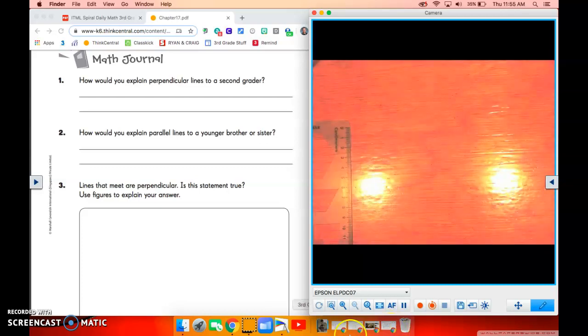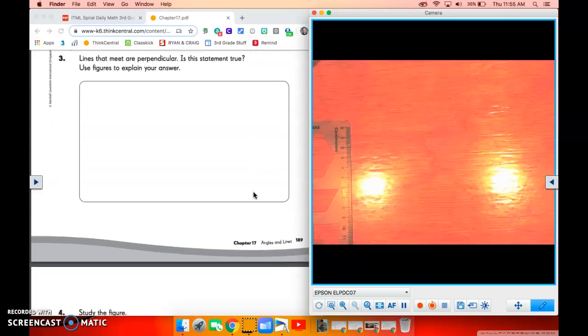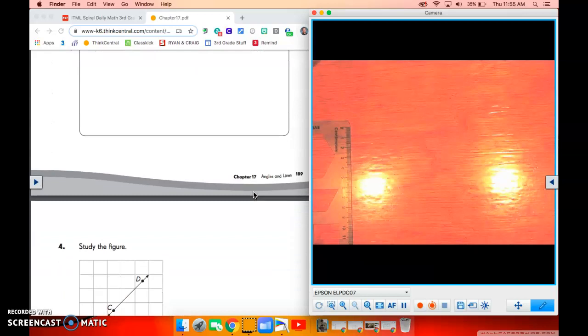So technically, is this statement true? Now, if it's going to be true, it has to be true all the time, right? So, lines that meet are perpendicular, that is false. Not all lines that meet are perpendicular. Sometimes they are, so it's partially true, but it's got to be all the way true.